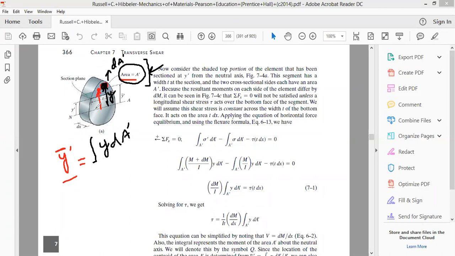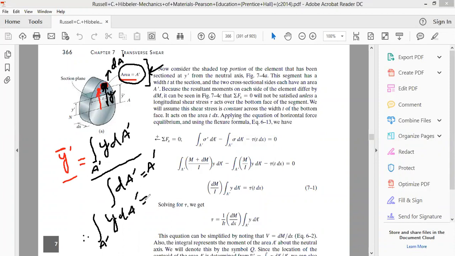The integral is not to be taken over the entire area, but over this area, because we are finding the centroid of the area A prime. So this will be over A prime, divided by integral dA prime. This is how we define the centroid. Integral dA prime is equal to A prime. Therefore, the integral over area A prime of y dA prime is equal to y prime bar A prime.